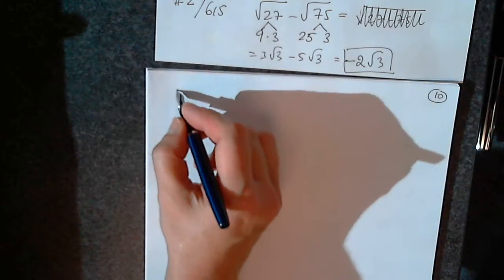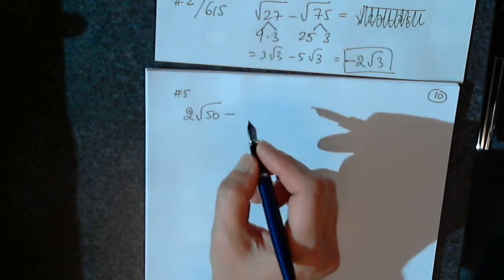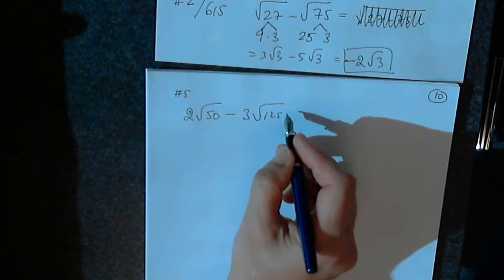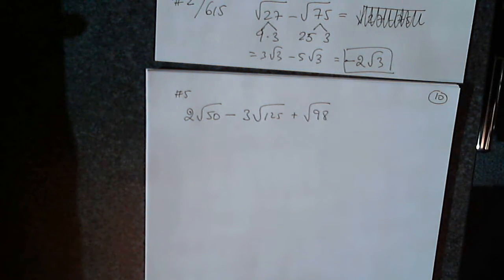Now let's work on number 5, which is 2, the square root of 50, minus 3, the square root of 125, plus the square root of 98. Simplify each and every radical to the maximum, and then see if they are like radicals. If they are like radicals, then combine them. If they're not like radicals, then leave them alone.